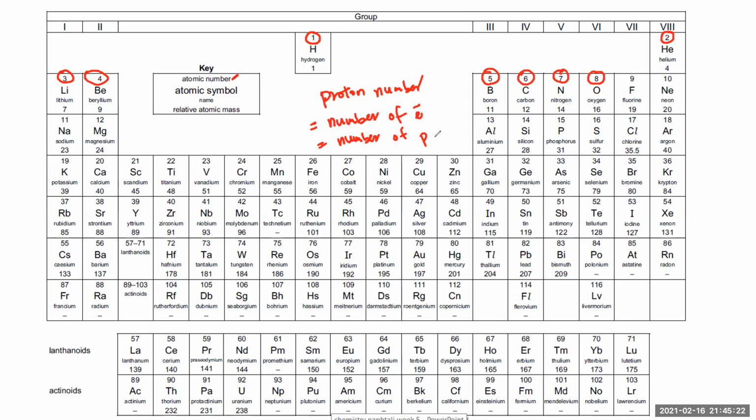Okay, so now we already know that the protons together with the neutrons are inside the nucleus of an atom. Where are the electrons situated? So that's what we're going to talk about today.